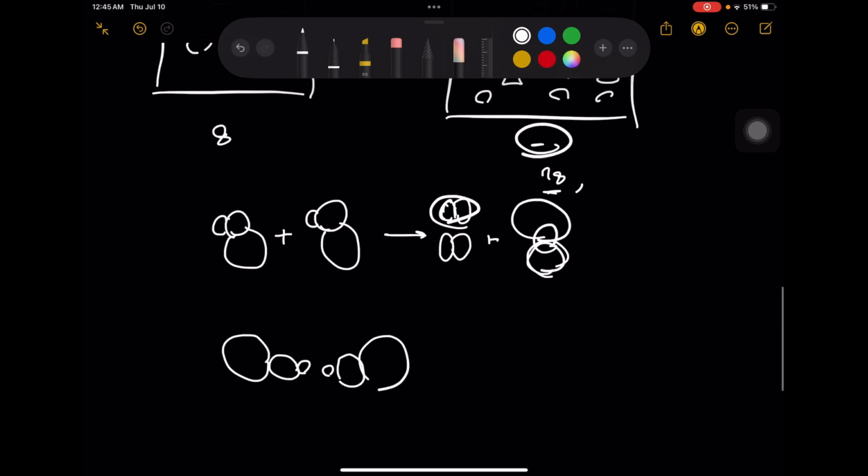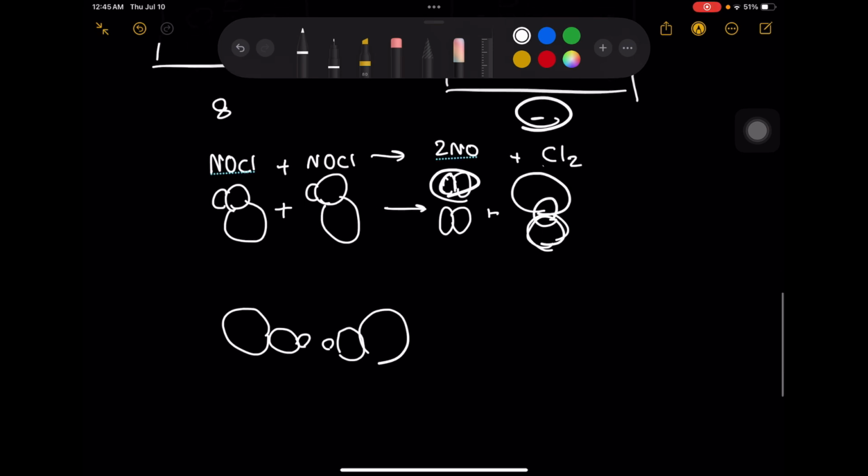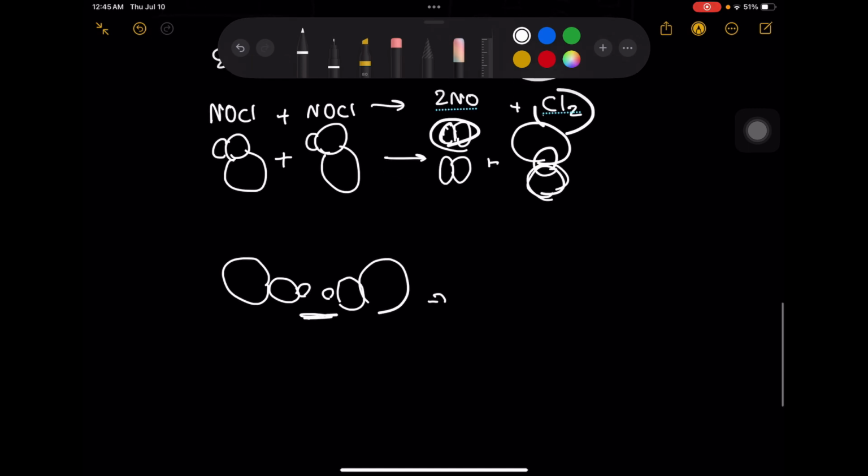So for example, this one is NOCl plus NOCl produces 2NO plus Cl2. Now we want to produce Cl2. These cannot produce Cl2, because it is the Cl atoms that need to collide with each other for the collision to be effective. Again, we have NOCl, but this time, let me show it like this to be different.